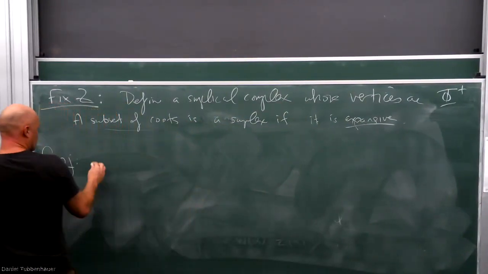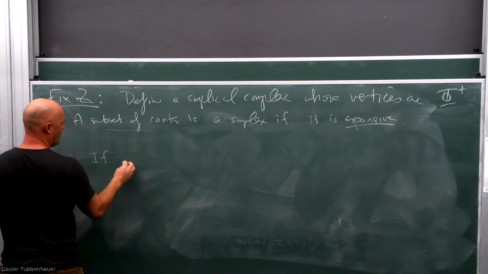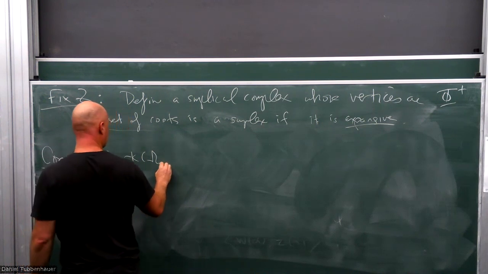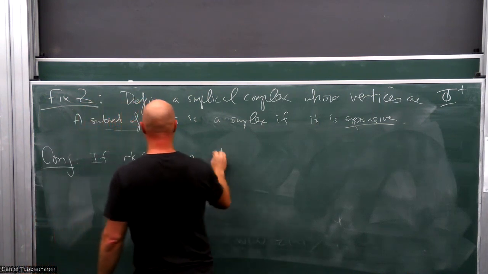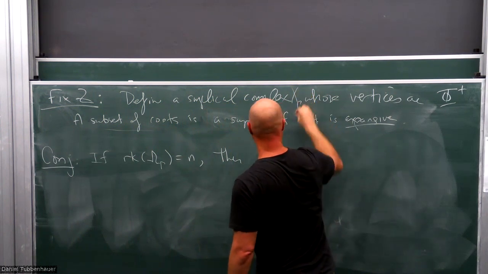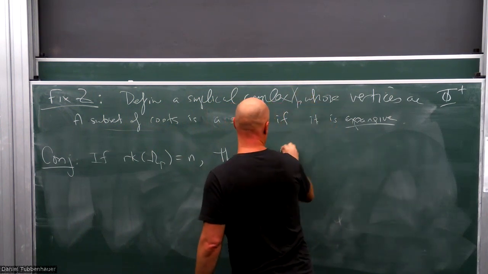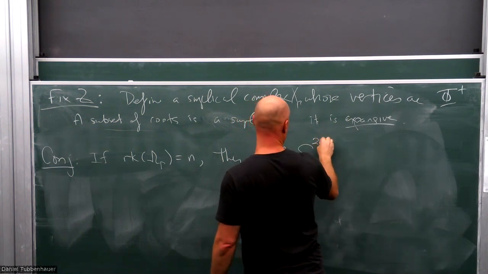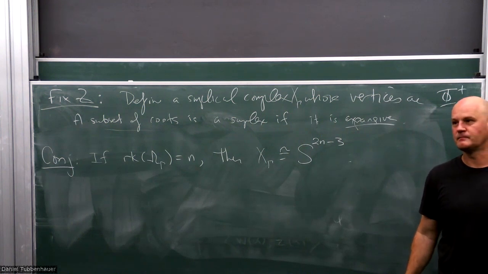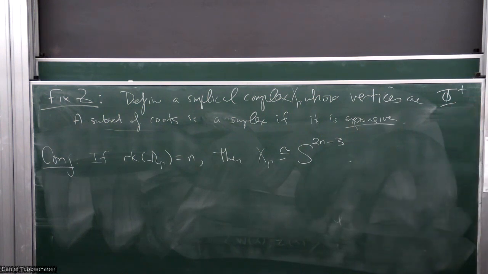Okay. So the conjecture is, if the rank of the root lattice is n, then this simplicial complex, maybe I'll call it X gamma, is a sphere. And the sphere depends on the rank. So that's something about saying this subset of expansive ones is extremely rigid.